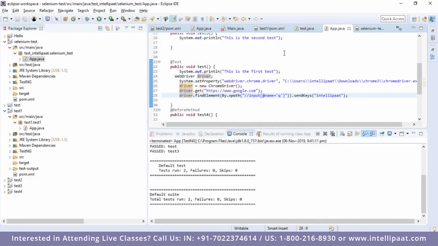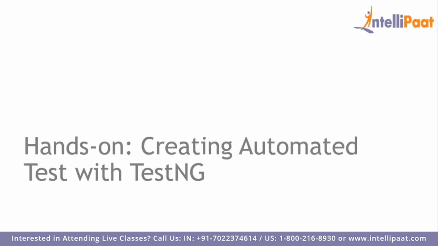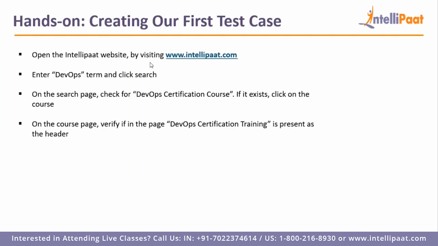So what I want to do is go to the Intellipaat website, search for DevOps, and then click on search. Then on the search page, I want to check for the DevOps certification course, and if it exists, click on that course. And on the course page, I want to verify whether I have the DevOps certification training text present or not. Okay, so this is the test that I'm going to create.